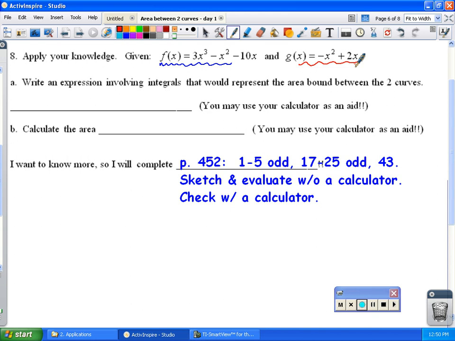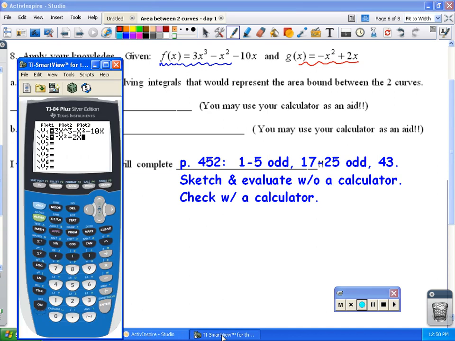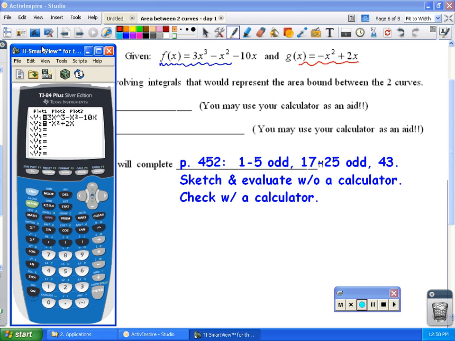It says you may use your calculator as an aid because graphing these, although you might eventually be able to do it, might take a little bit of time. So let me bring my calculator up. I already have these functions in my calculator. So take a minute to examine what I have here. In y number 1, I have the blue curve, 3x cubed minus x squared minus 10x. And in y number 2, I have the red curve, negative x squared plus 2x. So clearly the first thing I want to do, the first step, remember, was to graph these things. So I'm going to do a zoom 6.